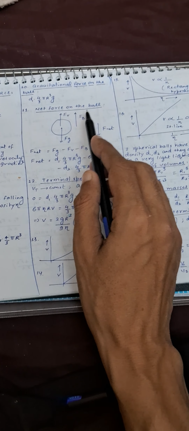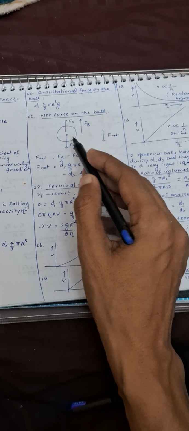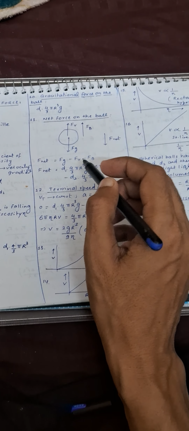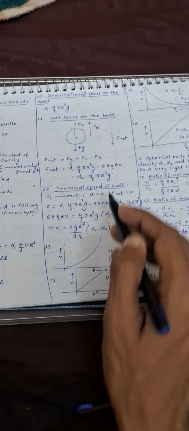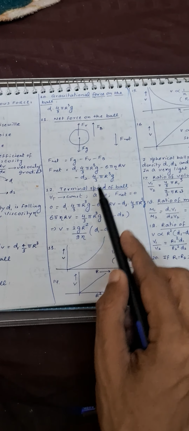Then we need to find the net force on the ball. On the ball there are three forces: force due to gravity, viscous force, and buoyant force. So the net force is gravity force minus viscous force minus buoyant force. Solving this, we get the net force.